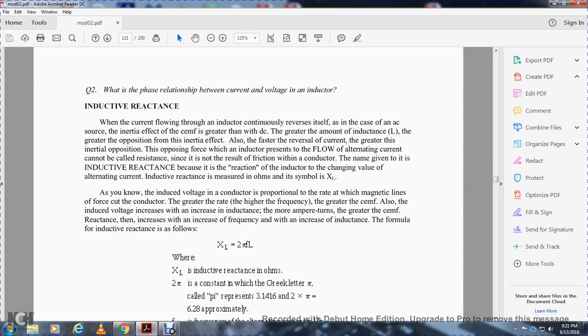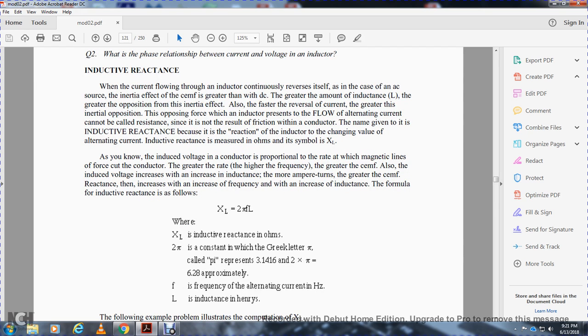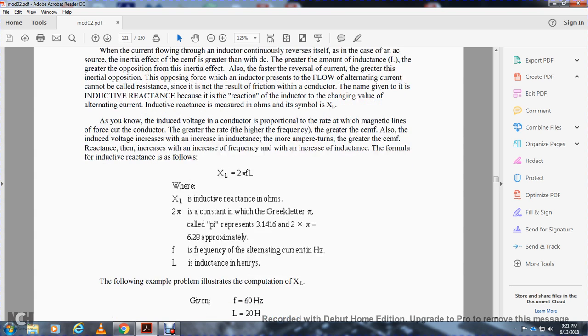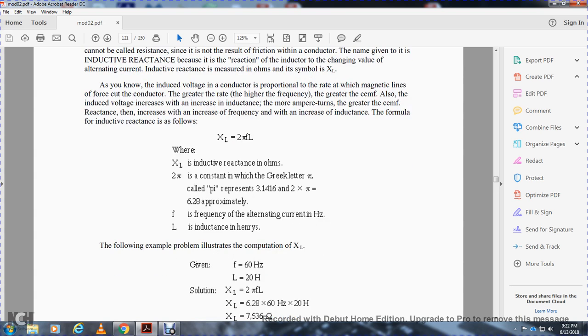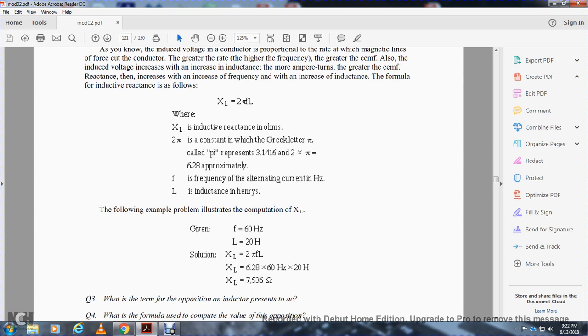Inductive reactance XL is equal to 2 times pi times the frequency of the alternating current in hertz, times L, the inductance in henries. The following example gives an illustration of inductive reactance. The frequency is 60 hertz and the inductance is 20 henries. The reactance is equal to 2 times pi times the frequency of 60 hertz times the 20 henries, or 7,563 ohms.